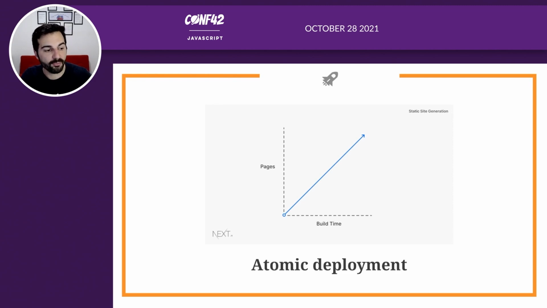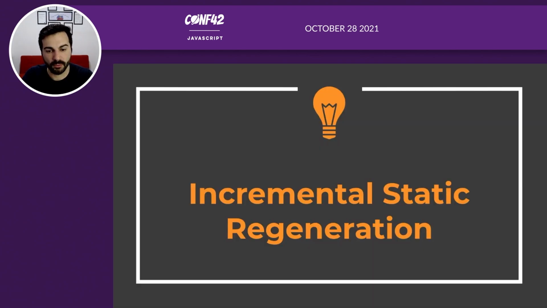So we have our blog, or for example our e-commerce platform, and we are adding more and more products to the e-commerce platform, and we are building the whole website whenever we add a new product or whenever we change something related to a product. And this build time is getting longer and longer, and that's something that probably won't work for our scenario. So to solve this problem, Next.js now offers a new feature, which is called Incremental Static Regeneration.